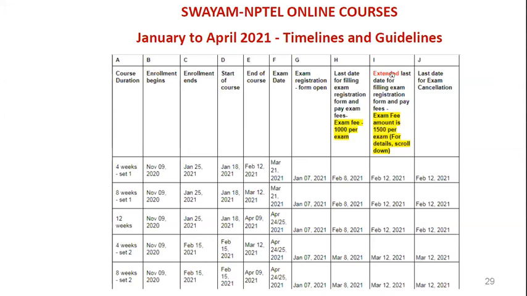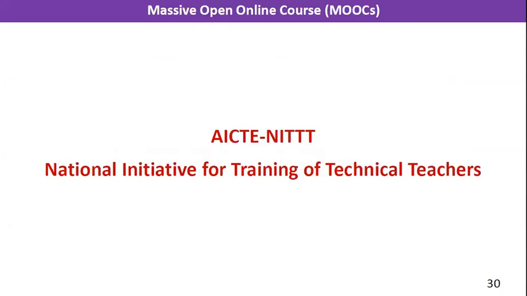Then after the deadline is over, with an extended date of 1 week duration, a late fee of 500 rupees, 1500 rupees we have to pay. Then the last date, for example, even cancellation is also there. So due to some emergencies, if you want to cancel, that provision is also there. So these are all the timelines and guidelines for the coming semester NPTEL course. Okay, that's all about SWAYAM NPTEL.